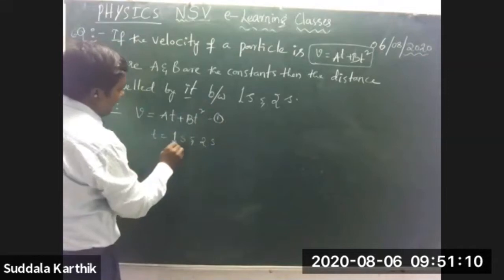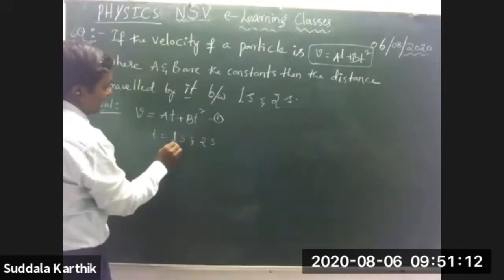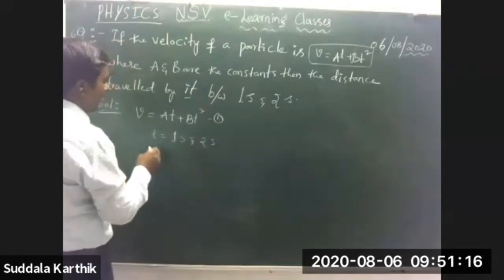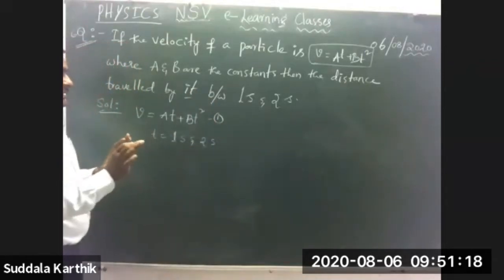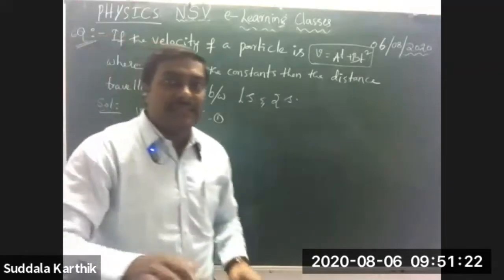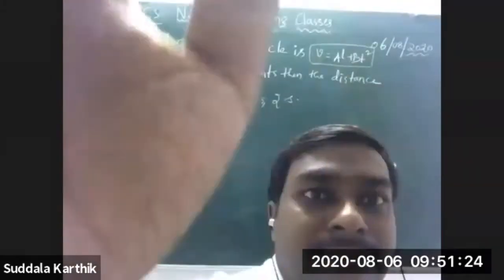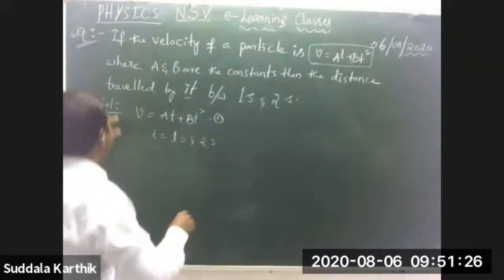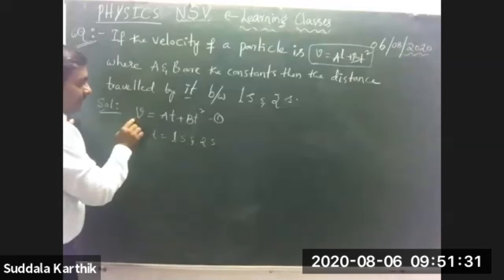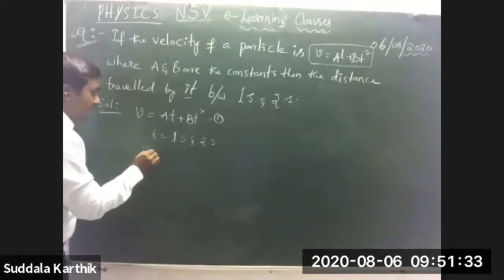So the initial time is 1 second, and the final time is 2 seconds. Initially it was at a particular distance, or let us consider it was at 0 distance. Then what is the total distance traveled by the particle?